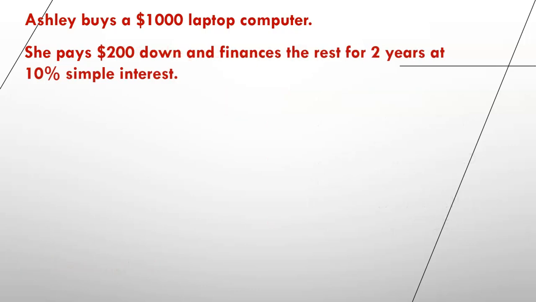Now let's change things up a little bit. Ashley's still buying a $1,000 laptop computer, but she doesn't have the entire $1,000 to pay for it. She can pay $200 down, but she'll need to borrow the rest of the money, and she's going to do that for 2 years at 10% simple interest. Let's find her total installment price.